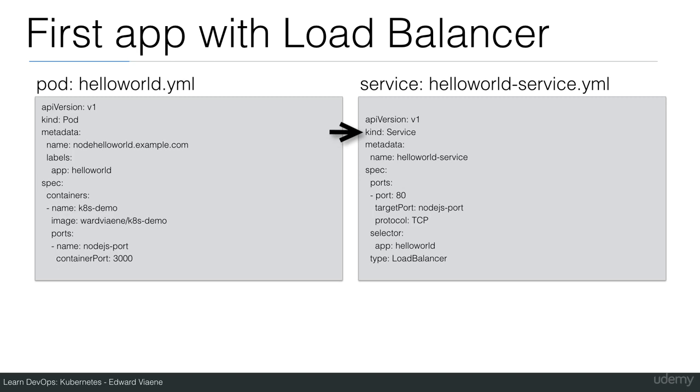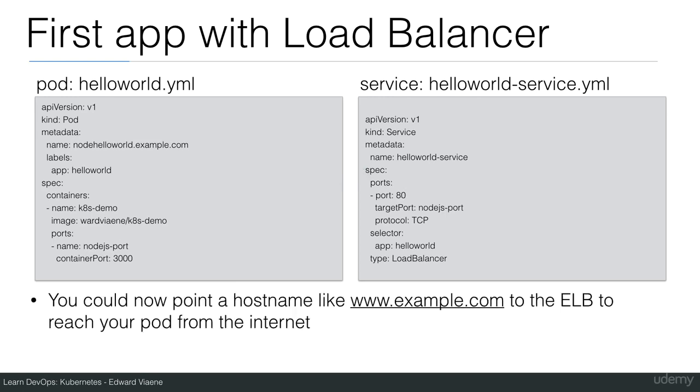So this YAML file is of kind service. It has a name, hello world service, and it also has a spec. I will go over the spec in detail in the demo. For now, just remember that you can have different services. This service is of type load balancer and will run an ELB.